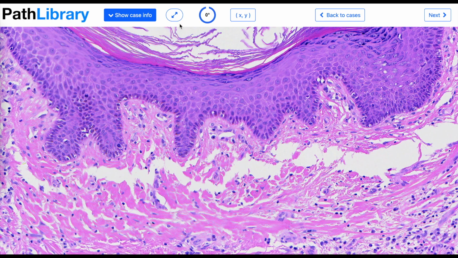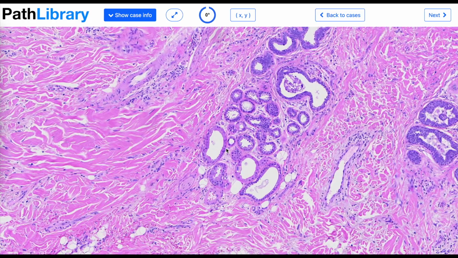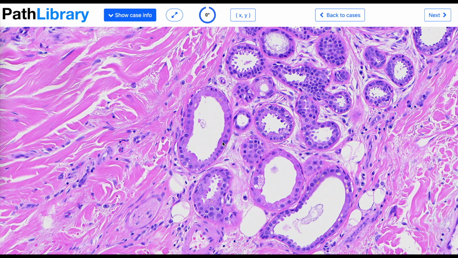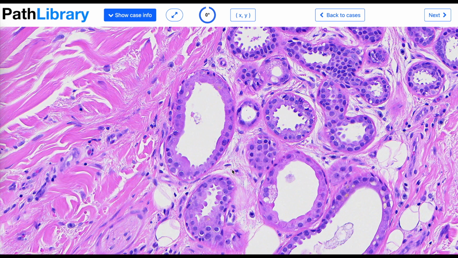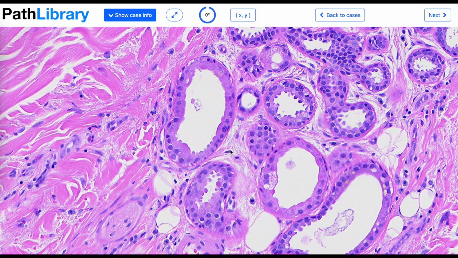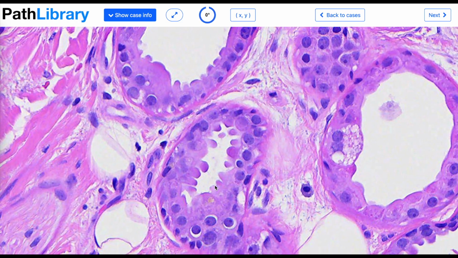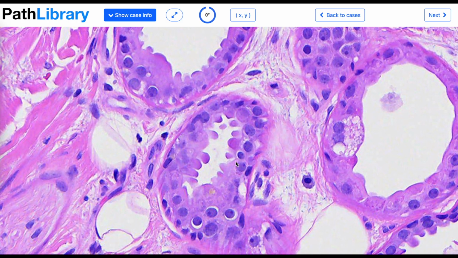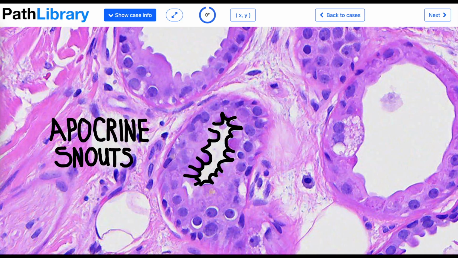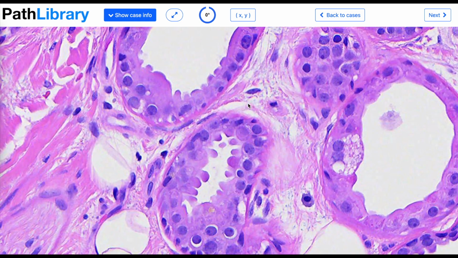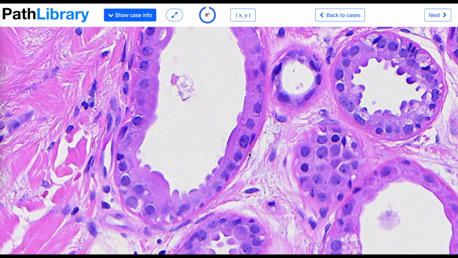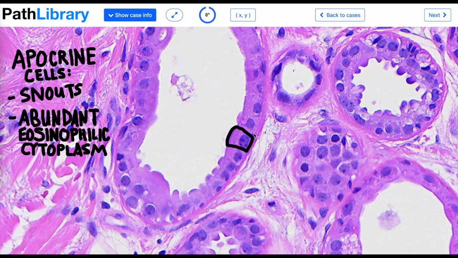There's one more structure I wanted to share with you guys that was not visible in that slide, and that's these glands. And these glands look somewhat similar to those eccrine glands I showed you, maybe a bit more dilated, a bit larger. But these cells lining these glands have a bit of an interesting quality. They have these cytoplasmic protrusions that sort of project into the lumens. And these are known as apocrine snouts. So these are all apocrine cells, and they are lining an apocrine gland. Other clues to apocrine cells are abundant eosinophilic cytoplasm, as well as prominent nucleoli.